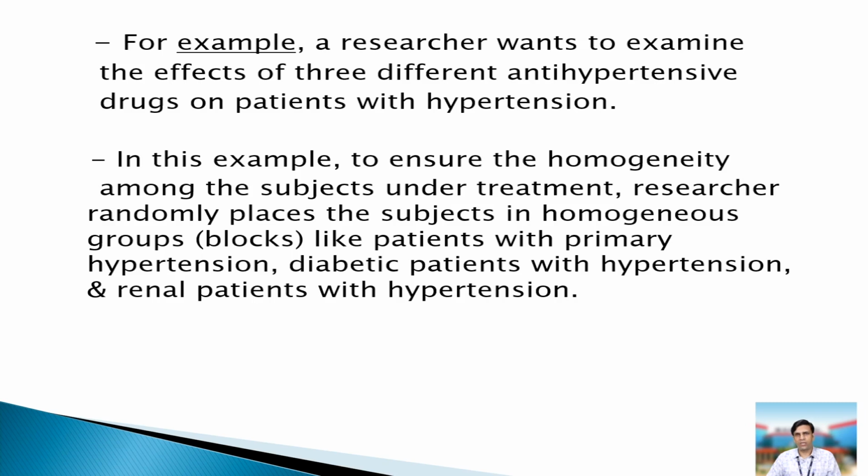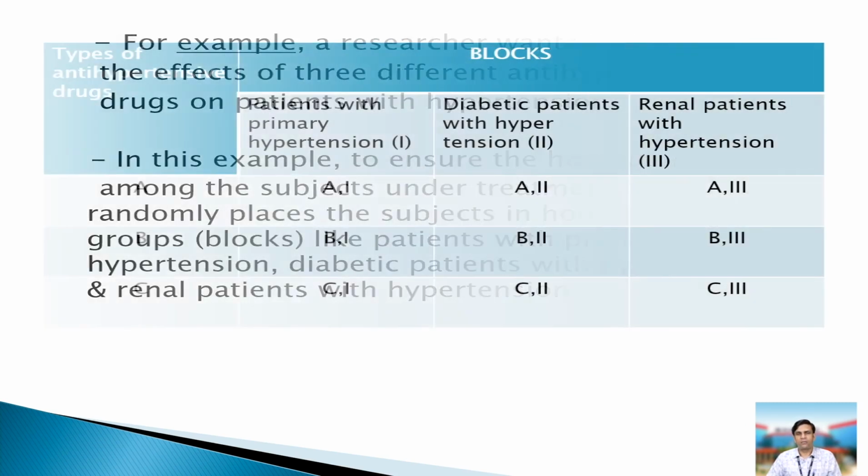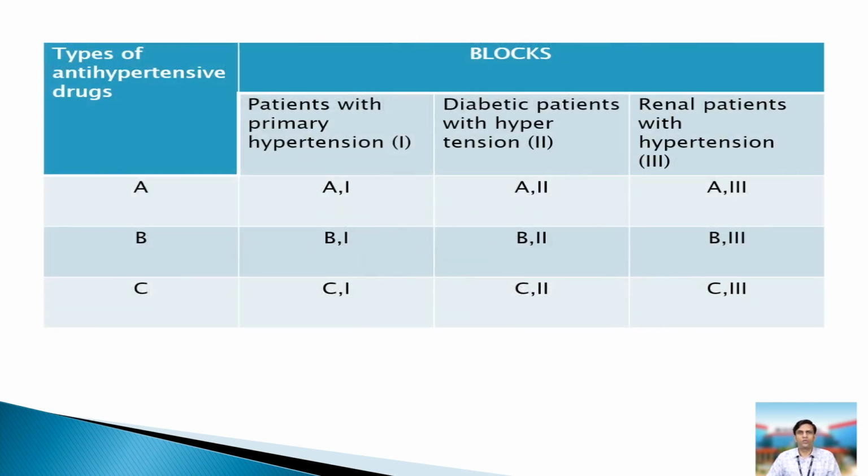The first is primary hypertension. The another type of hypertension patients are diabetic patients, and the another type of hypertension patients are the renal patients with hypertension. Let's see, for example, here a diagram is given where there are some types of antihypertensive drugs, and they are termed as A, B, and C. So there are 3 different types of antihypertensive drugs, and there are some blocks. So these blocks are actually divided into 3 types, and those 3 types are 3 different types of hypertensive patients.